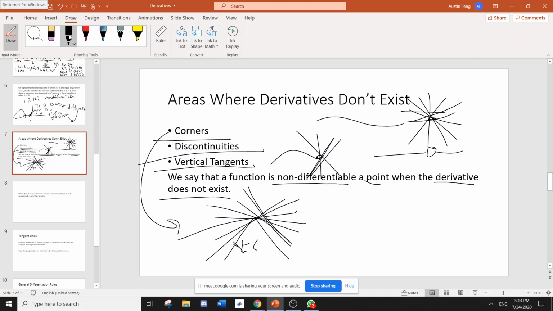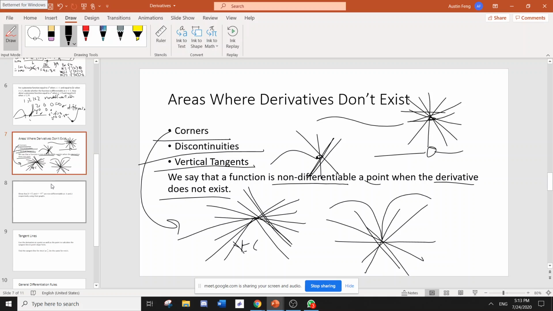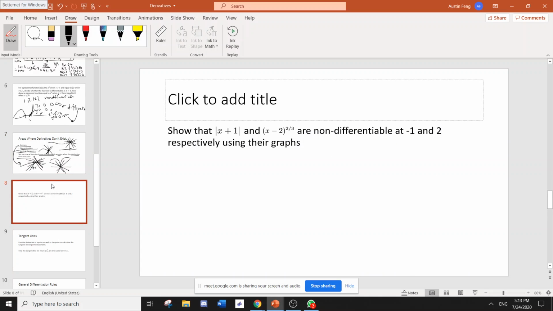Now, a vertical tangent. You may be thinking that a vertical tangent is a discontinuity, but there are some functions that have continuous vertical tangents, like this one. And we use the same method: an infinite amount of tangent lines, and there can't be multiple derivatives, so it does not exist.